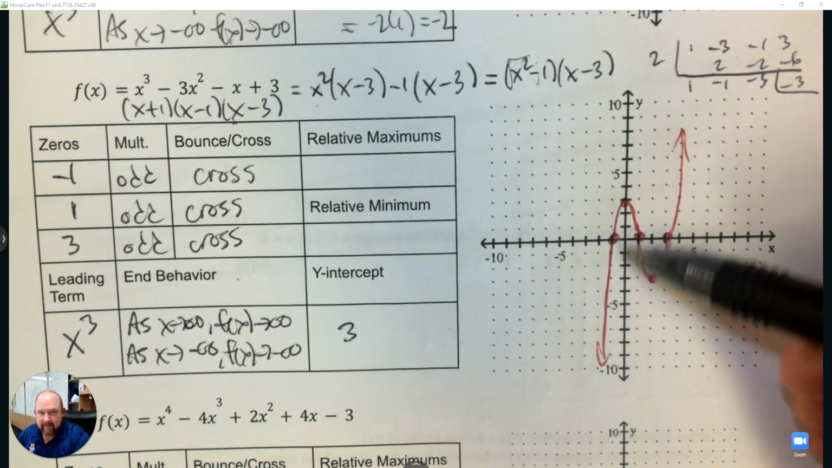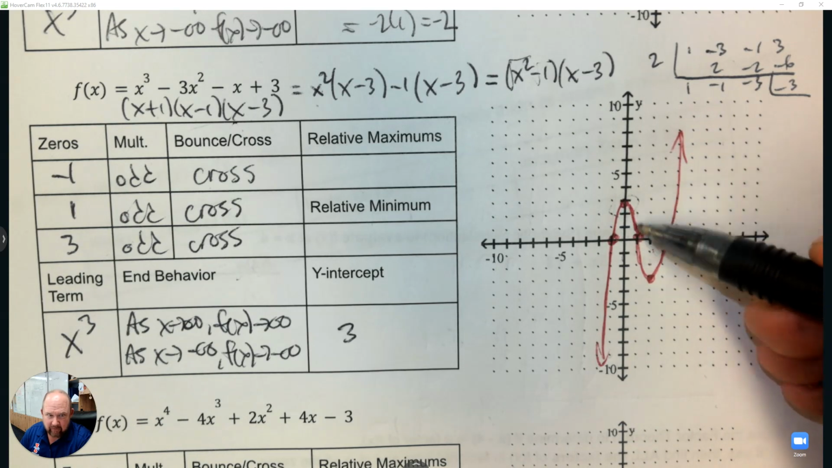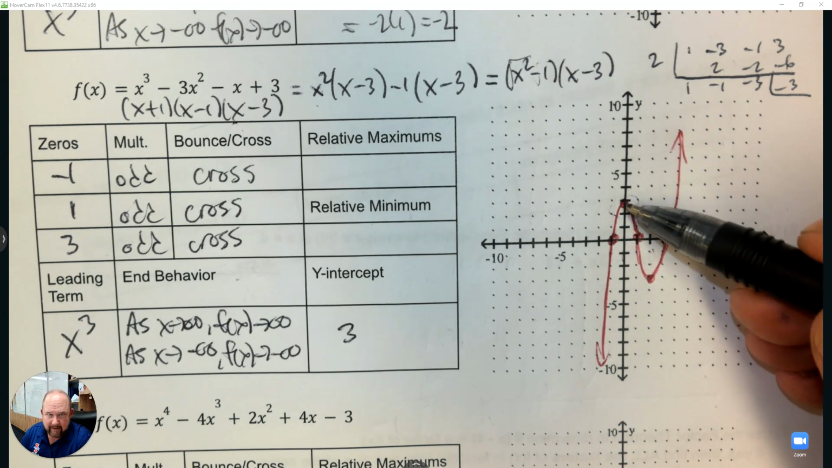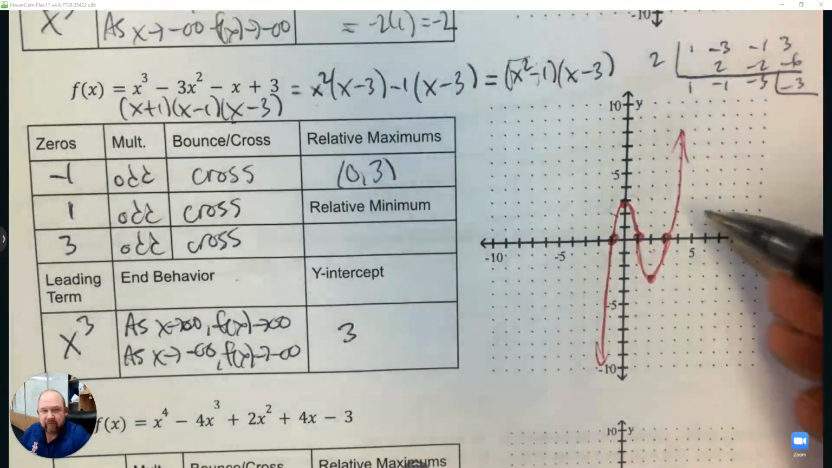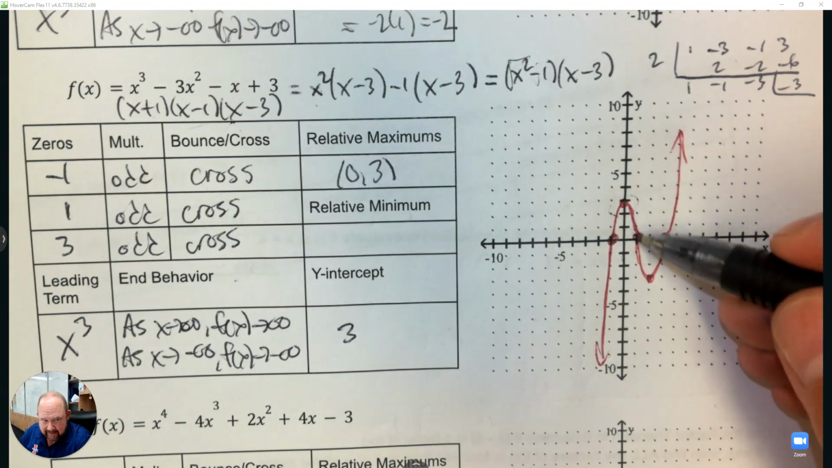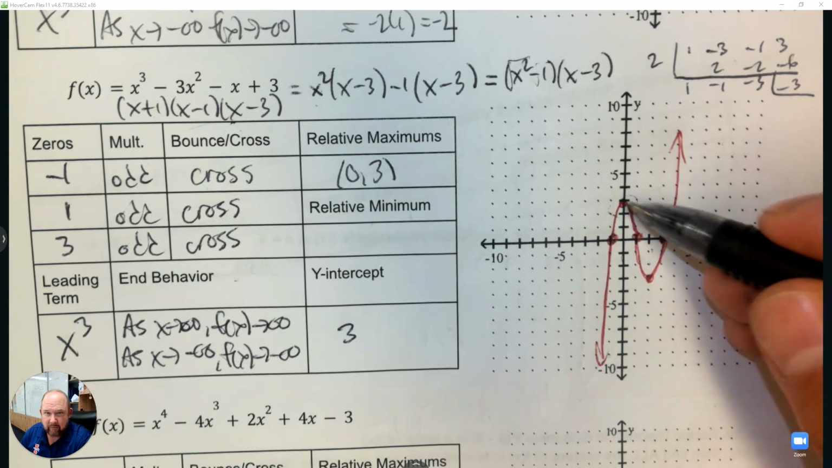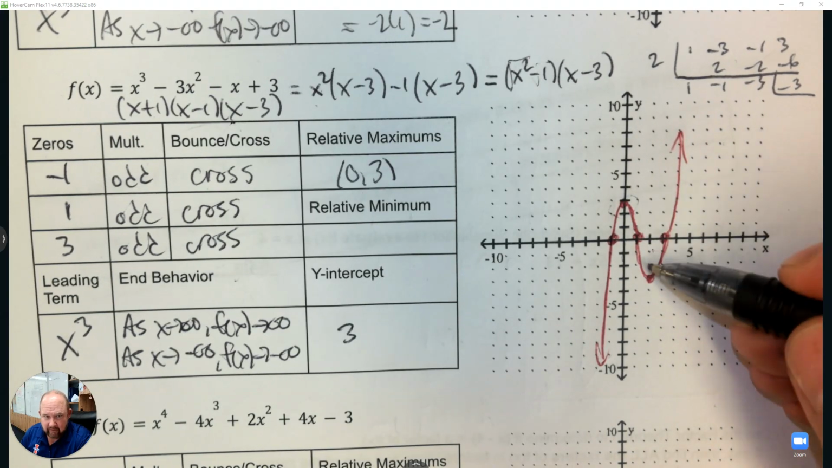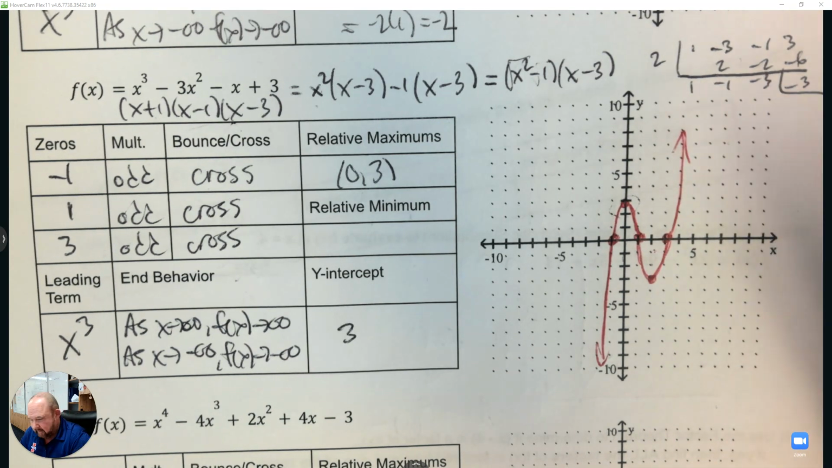The maximum: this graph rises, and then the exact point where it changes and falls, where does it turn, is my maximum there, which is at 0 and 3. And then, as you follow the graph, as it goes down and turns again, and instead of falling, it rises. What's that exact point where it changes from falling to rising? Where does it turn? That's at 2 and negative 3.